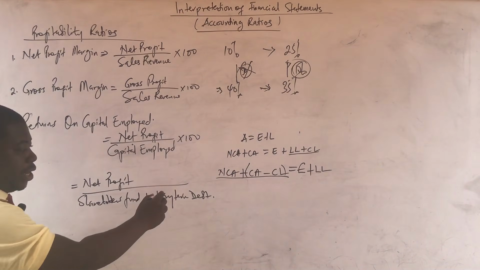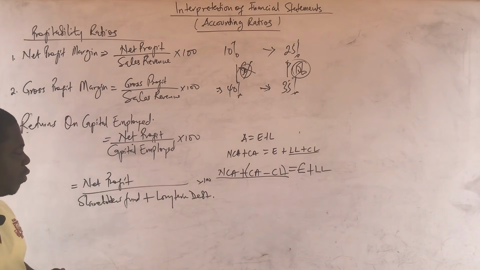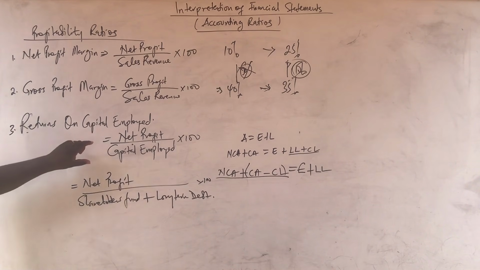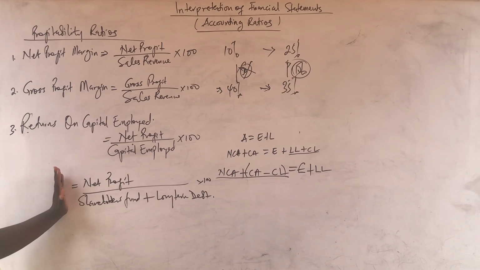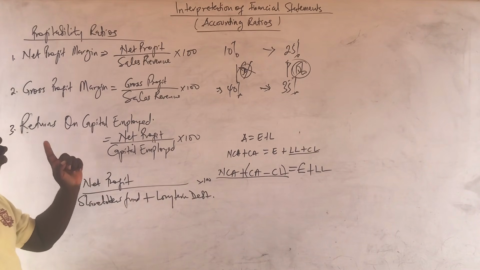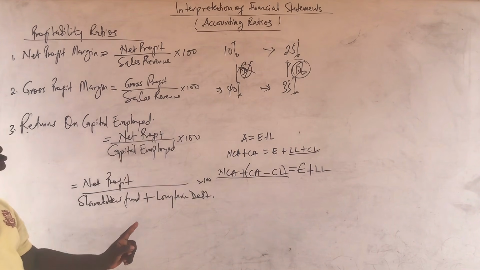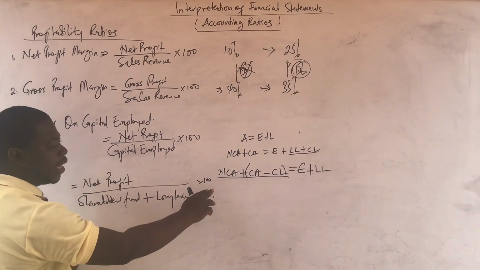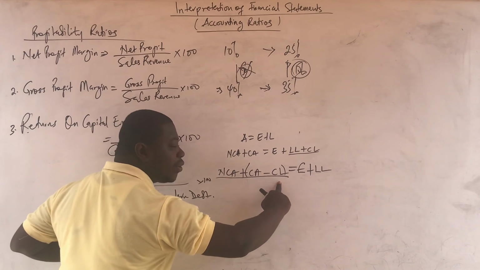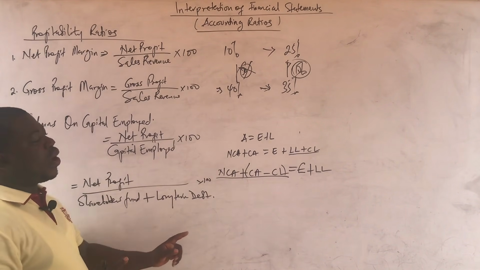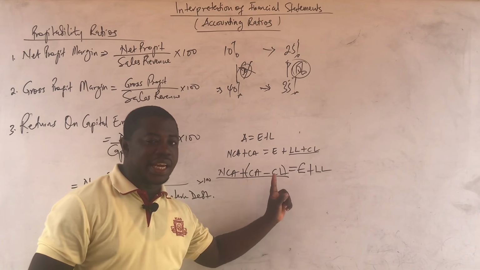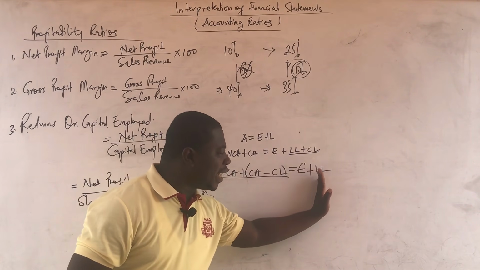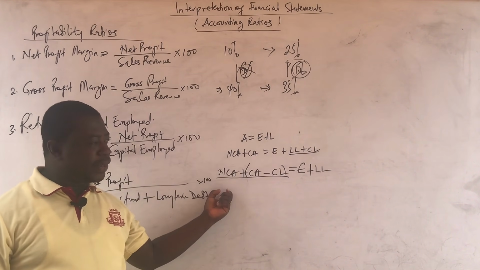So times 100 anyway, if you want to still bring it. Now listen, it means that whether you see it this way or that way, it is the same thing, because the focus is capital employed. I've told you that the actual capital employed formula is total assets minus current liabilities. But once it is separated by an equal sign in the accounting equation, the other side should be the same as the capital employed.